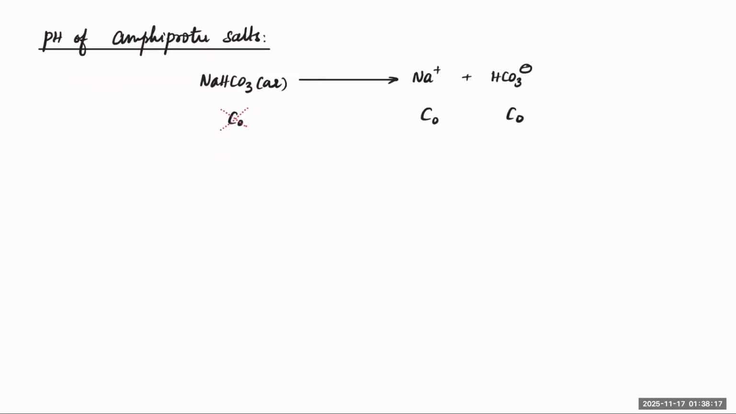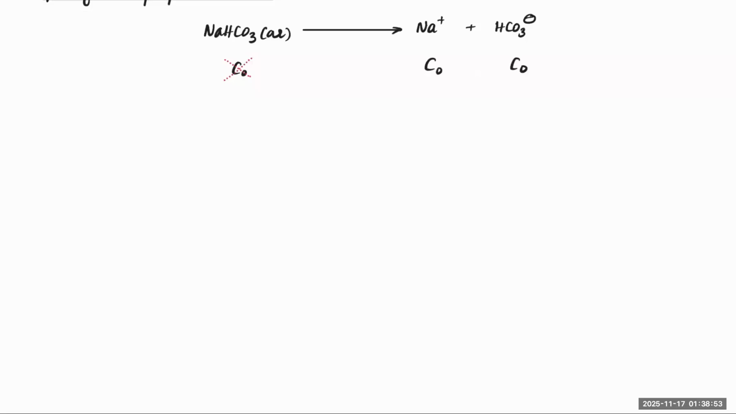So let's try to understand how to calculate the pH in the case of amphiprotic salts. Imagine initially the amphiprotic salt concentration is C naught. I'm taking sodium bicarbonate as an example. You can do the same thing for other amphiprotic salts as well. It will ionize 100%, so you'll get Na plus and HCO3 minus, with C naught and C naught values here. Got it?